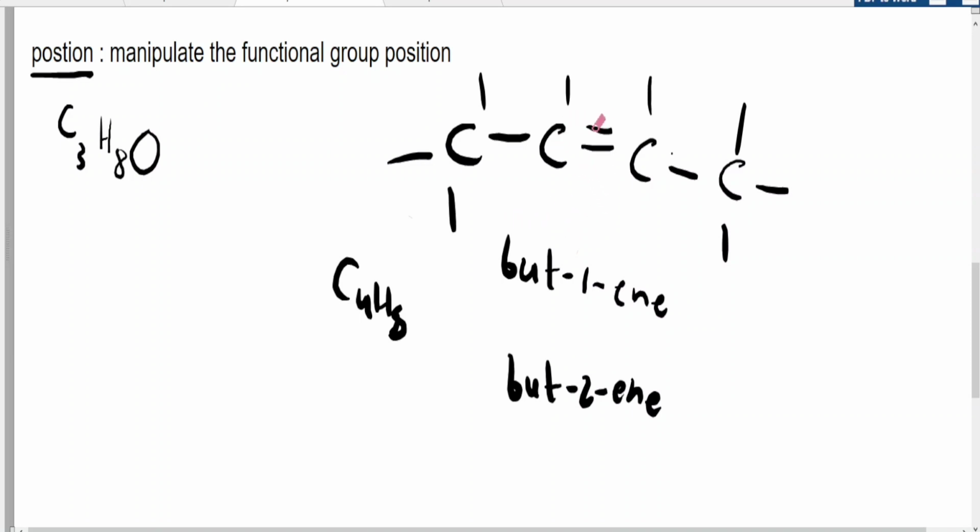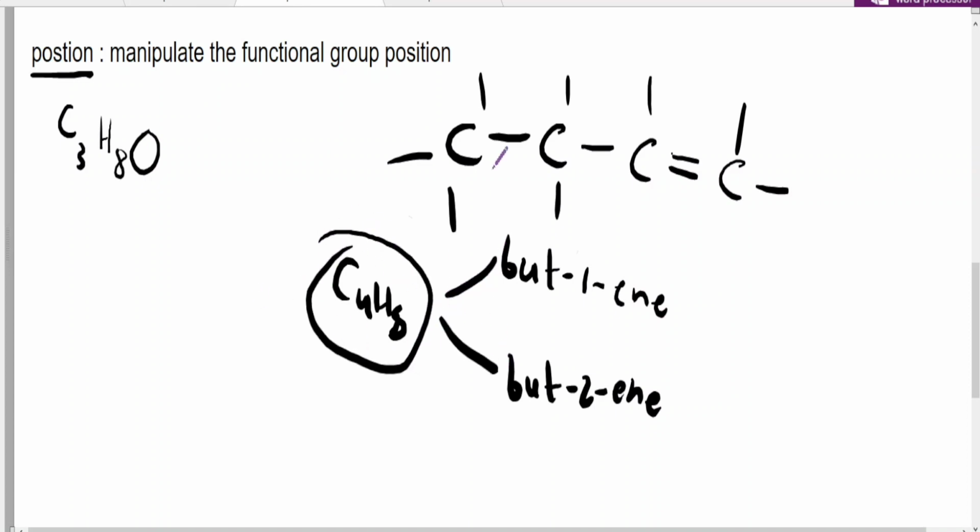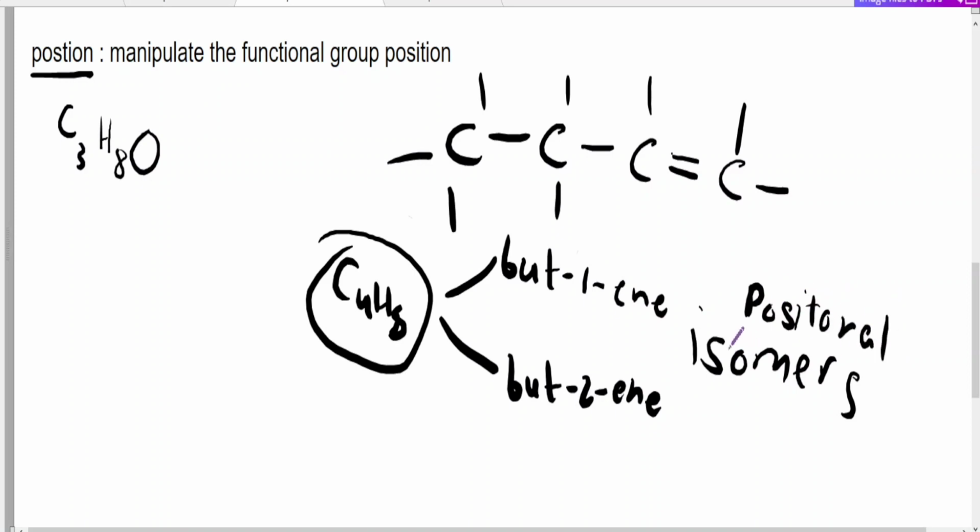Well, for that I would take this carbon chain, place it right here again, and now simply remove this double bond. So 1, 2, 3, 4, 5, 6, 7, 8. This is also surprisingly C4H8. So both of these have the same molecular formula, therefore they are isomers of each other. More specifically, they are positional isomers of each other.